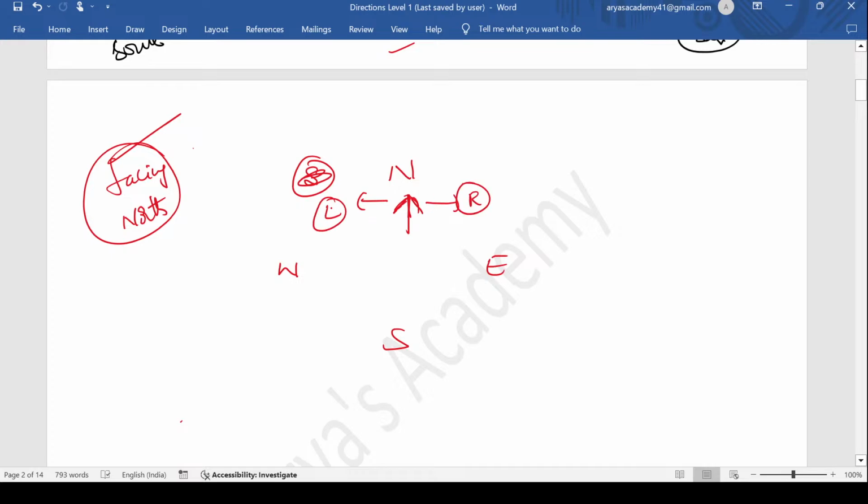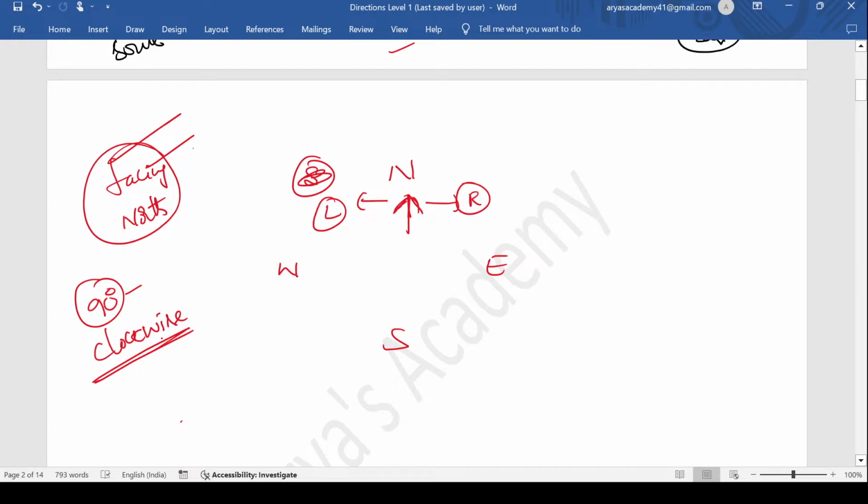Now let us assume that I have to move 90 degrees. I have clearly stated that I am facing north. Now I have to move 90 degrees clockwise. How can you understand this point? I am facing north and I have to move 90 degrees clockwise. If I turn 90 degrees clockwise, then which direction will I be facing?